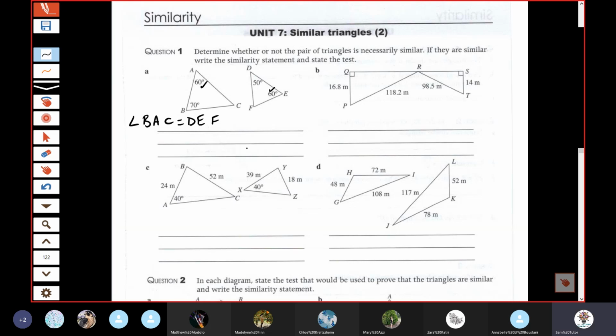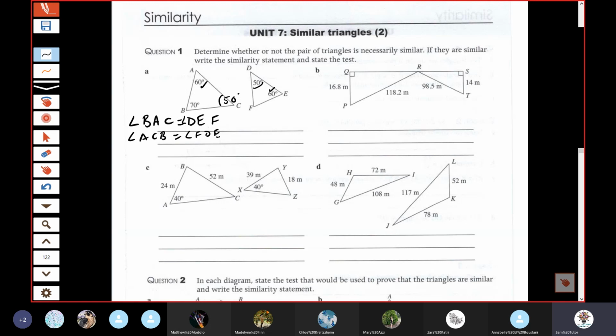What else can you guys see? Angle ACB would be 180 minus 70 minus 60, which would be 50. That is actually 50 degrees. Therefore, angle FDE is also 50. So angle ACB must equal angle FDE, because they're both 50 degrees.